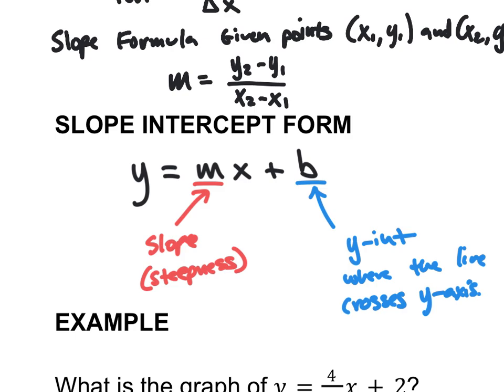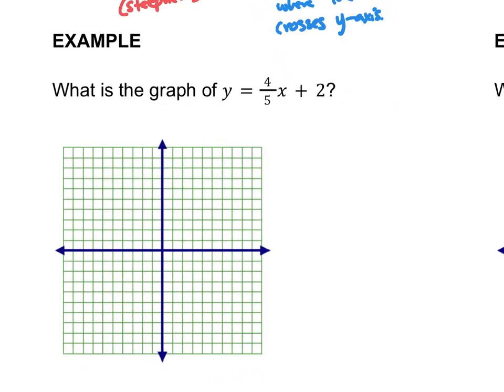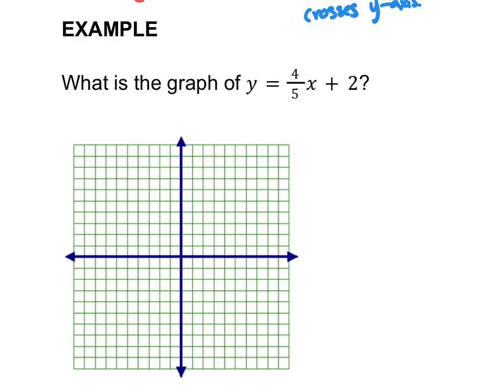All right, so what we're going to do is we're going to look at different types of equations. We're going to graph equations, and we're also going to write equations. So the first example I have is this one, and it says, what is the graph of y equals 4/5 x plus 2? So what I want to first identify is that this equation is given to us in slope-intercept form. We can identify our slope, all right? So in this case, m is equal to 4/5. And the b value is equal to 2. All right, so that's your y-intercept.